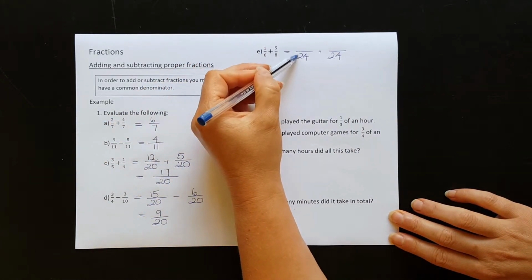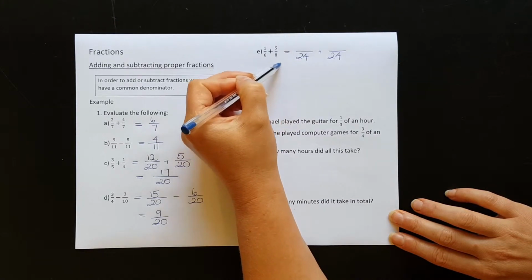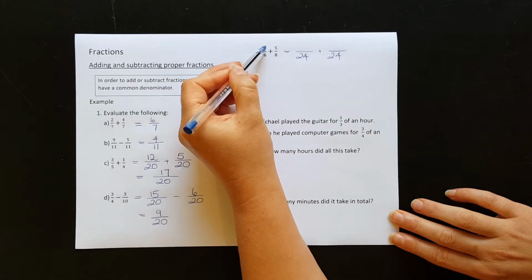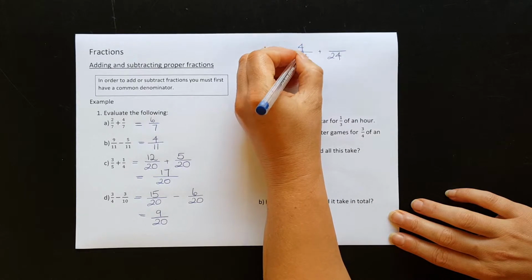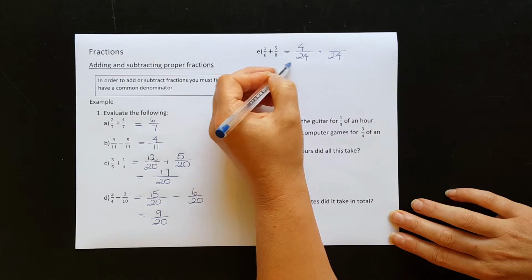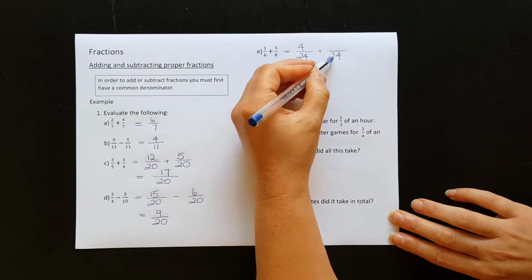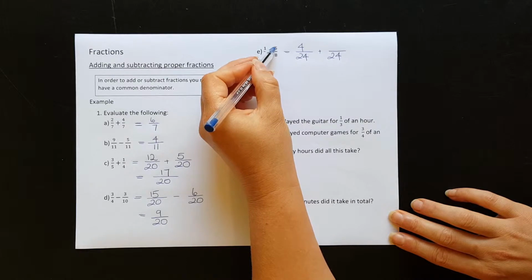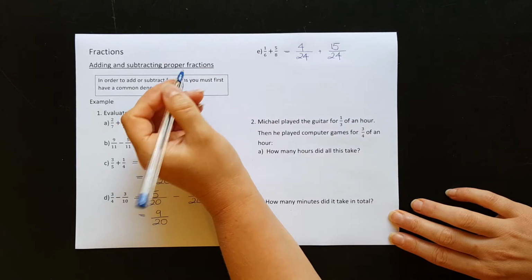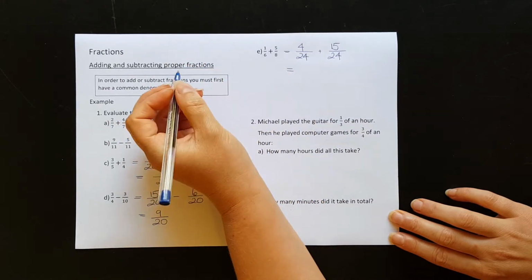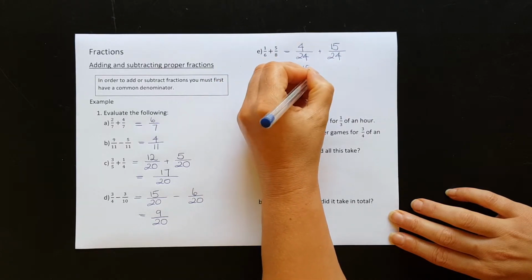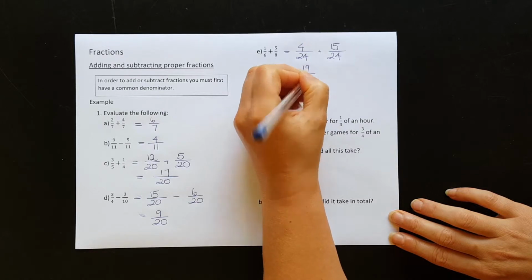1/6, I need to change it to be out of 24. 6 times 4 gives 24, so I have to times the top by 4. 1 times 4 is 4. Now for the second fraction, I have to change the 8 to be 24, so I have to multiply by 3. 8 times 3 is 24, so timesing the top by 3, 5 times 3 is 15. Now to add those together, 4 plus 15 is 19, and 24 stays on the bottom.